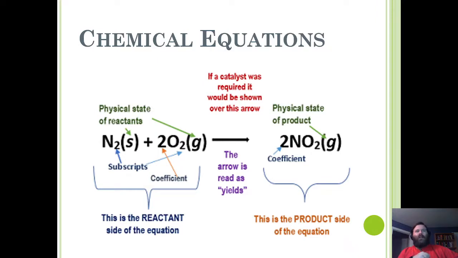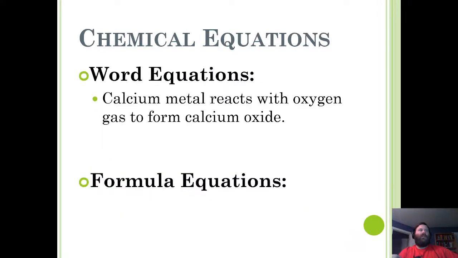Okay, and here's an example of these things. Remember to keep in mind the difference between a coefficient and a subscript. And again, we have here the physical states where that nitrogen is solid and that oxygen is a gas. Okay, and if you're saying a reaction out loud, like saying it in the form of a sentence, this arrow in the middle is said as yields.